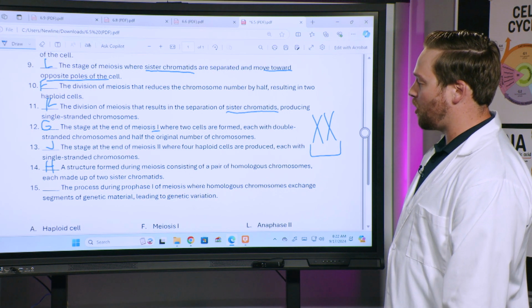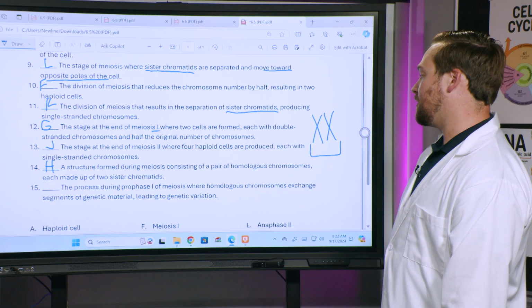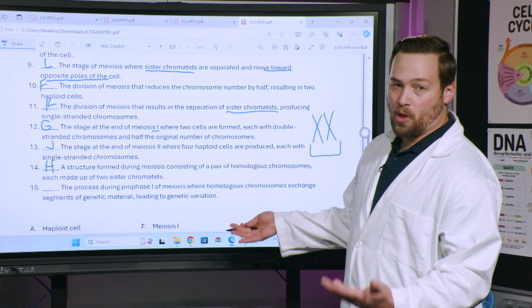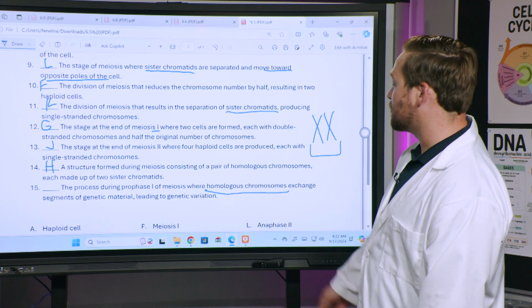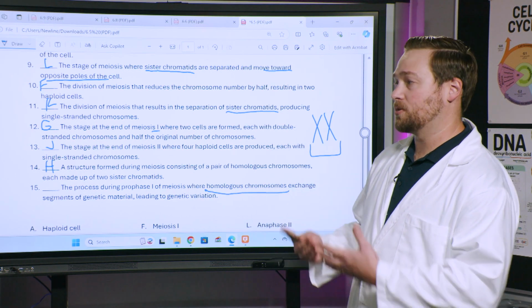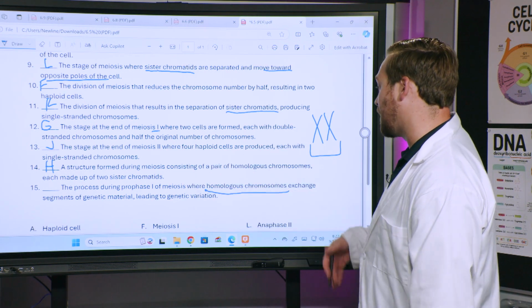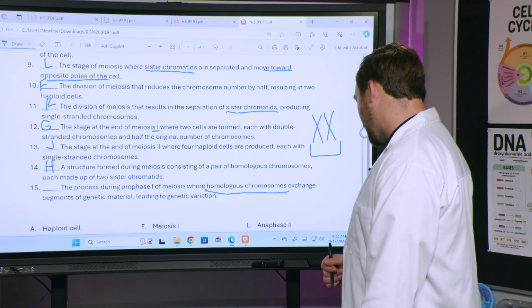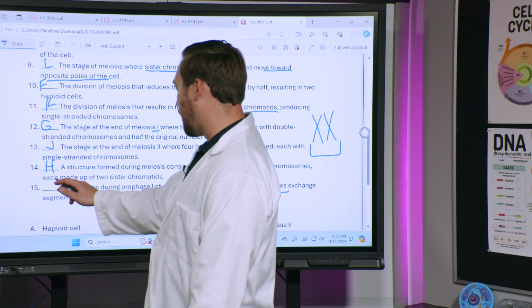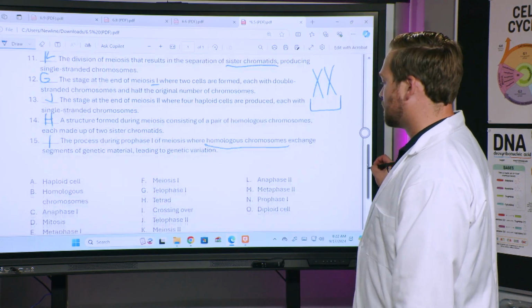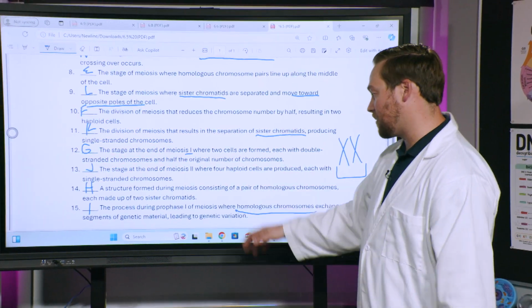The process during prophase 1 of meiosis where homologous chromosomes exchange genetic material leading to genetic variation. Again, we know what it is at this point because of process of elimination, but I do see homologous chromosomes, and just as a reminder, if you see homologous chromosomes, it tells you you're in meiosis 1, and this whole process is describing prophase. Okay, so for 15, I have I, which is crossing over. Okay, so crossing over for that last one. That's when you exchange genetic material, right?